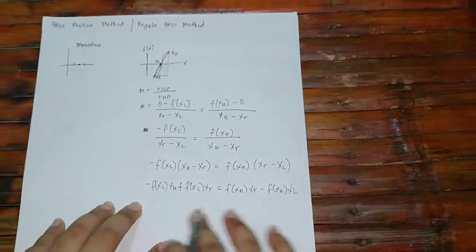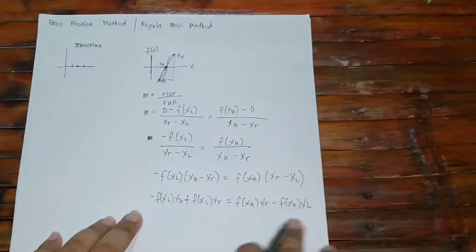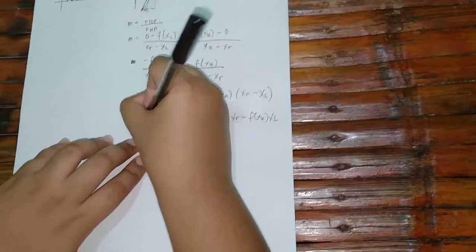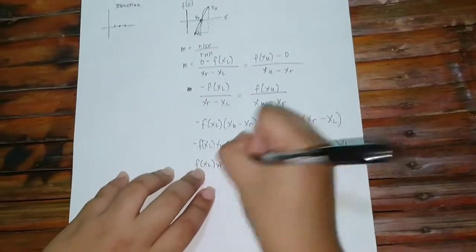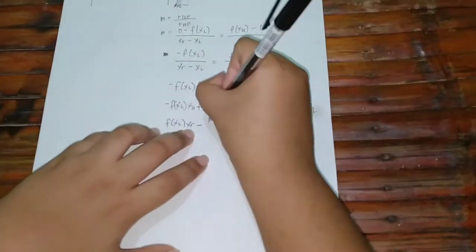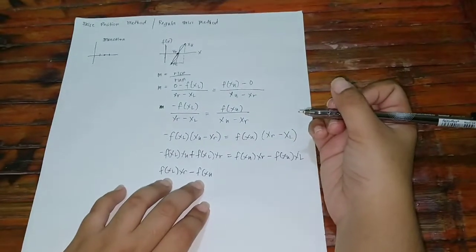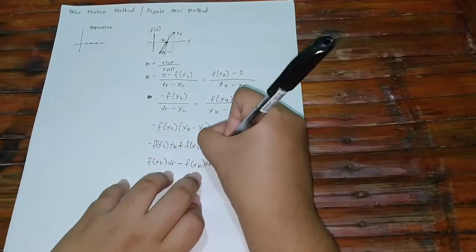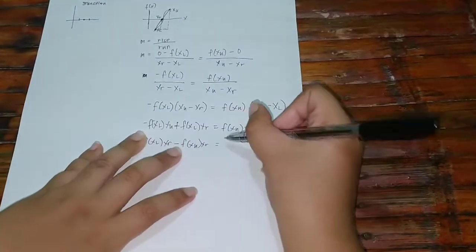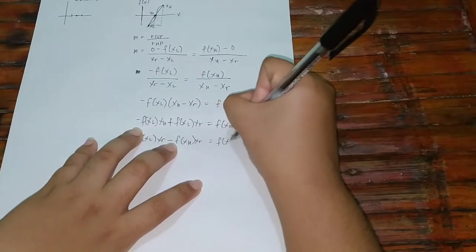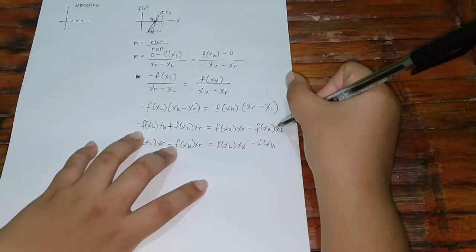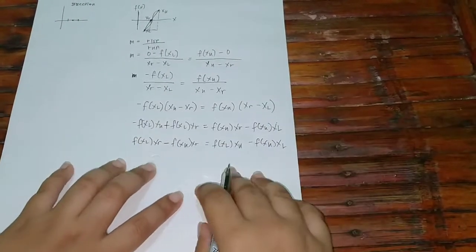After, we have to transpose all of the x of r terms to the left side, so we have here f of x of l, x of r, and then here we have to transpose, so it becomes minus f of x of u, x of r. And then this term, since it is negative, will become positive, so f of x of l, x of u minus f of x of u, x of l.